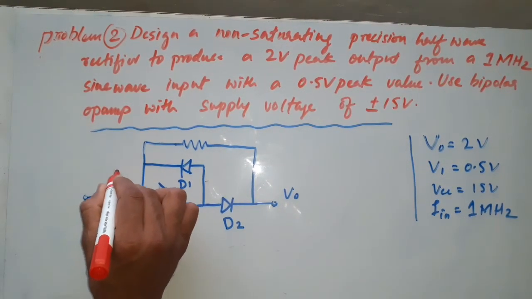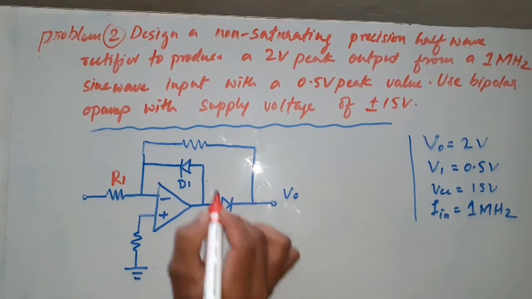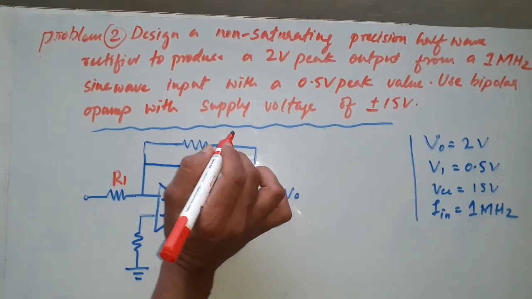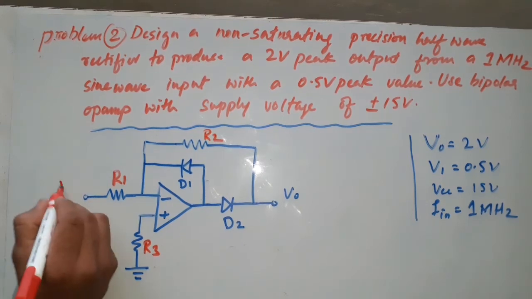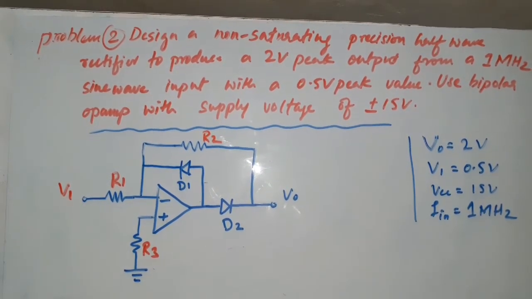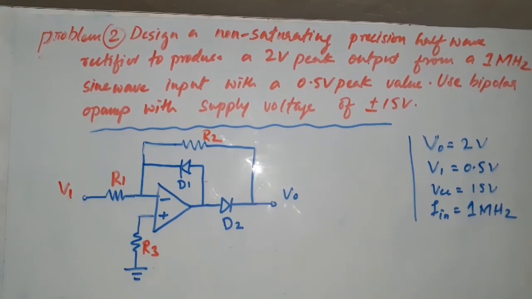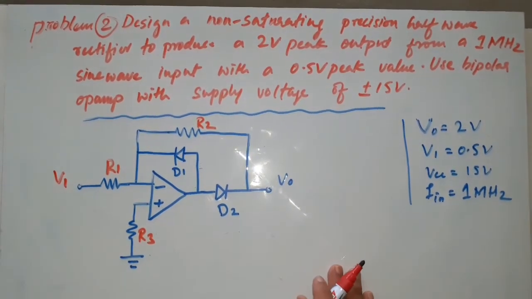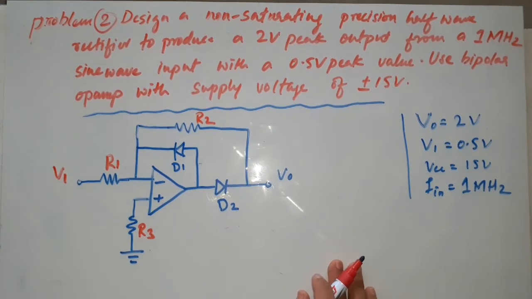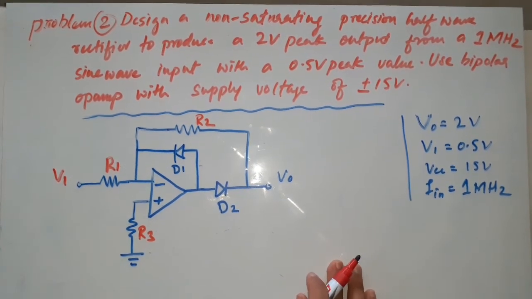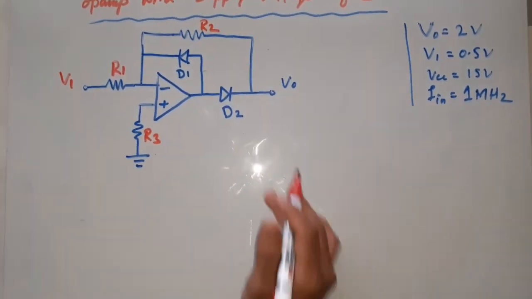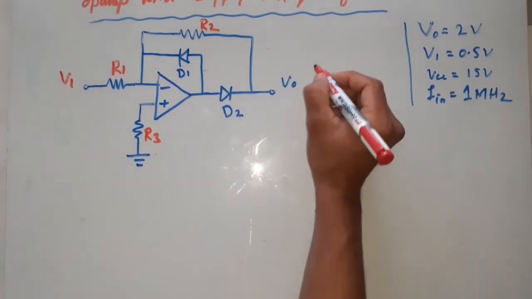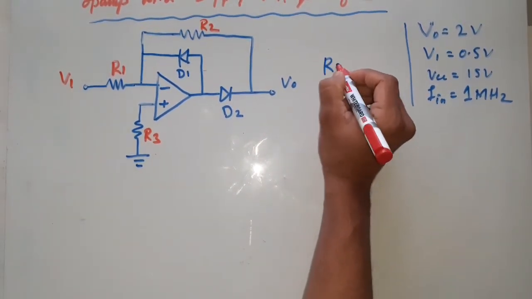Let us give names for this. This is your R1. This can be RF or R2, and this is R3. This is your input, this is your output. Now, what all things do you need to get? R1, R2, R3 you need to find. The very first thing you need to do is get the value of R1. How will you get R1?